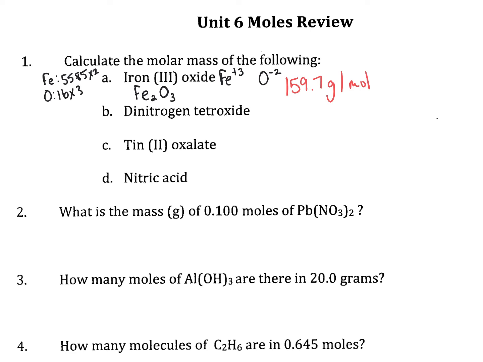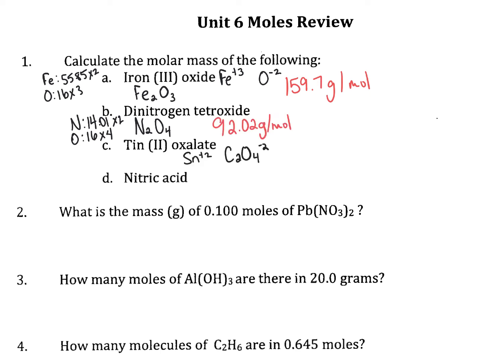Letter B, dinitrogen tetraoxide. Di means we have 2 nitrogens. Tetra means that we have 4 oxygens. So again, we're going to take the molar mass of nitrogen. We have 2 of them, so multiply that by 2. We've got oxygen, which has a molar mass of 16. Multiply that by 4, and that's going to give us our molar mass, which is 92.02 grams per mole.